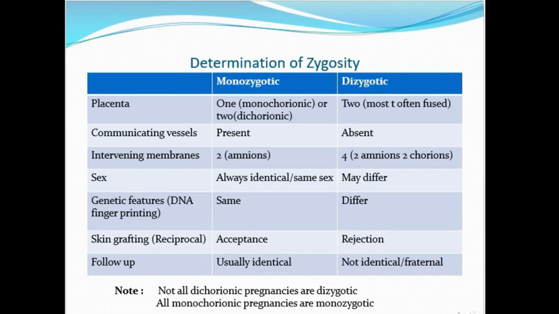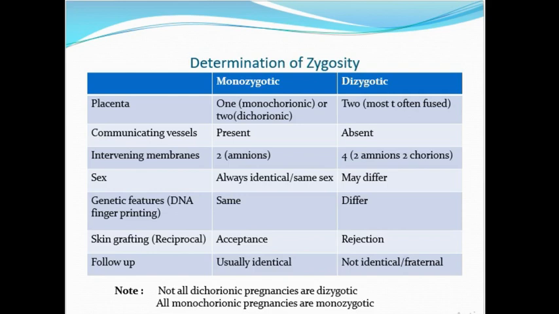They may have four intervening membranes, whereby we have two amnions and two chorions. Sometimes you may have one amnion in between and two chorions on either side. Their sex may differ, and also their genetic features or their DNA may also differ. They may reject skin grafting as well.